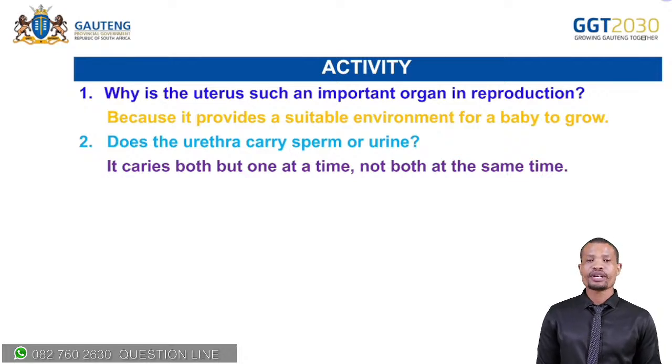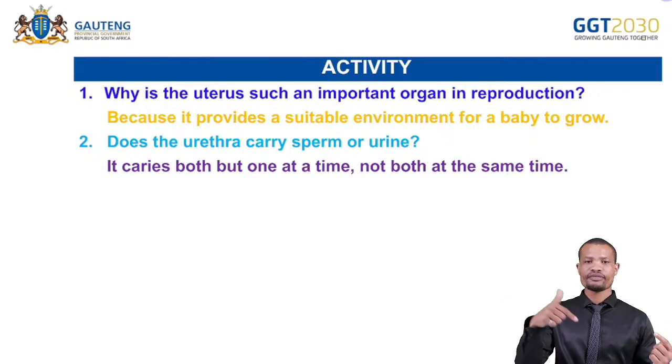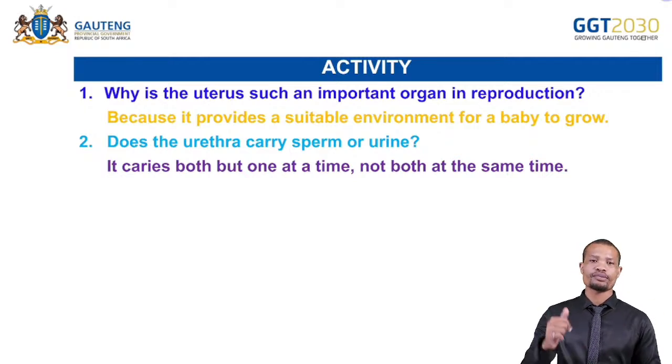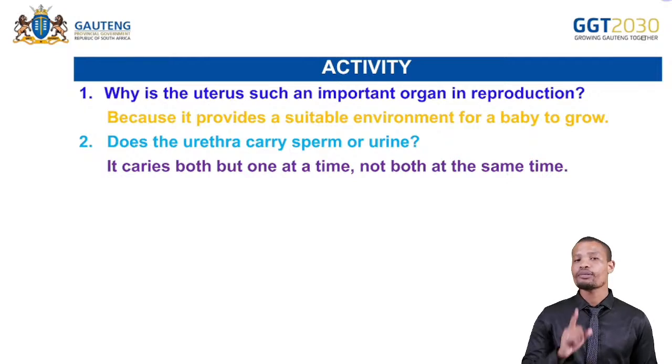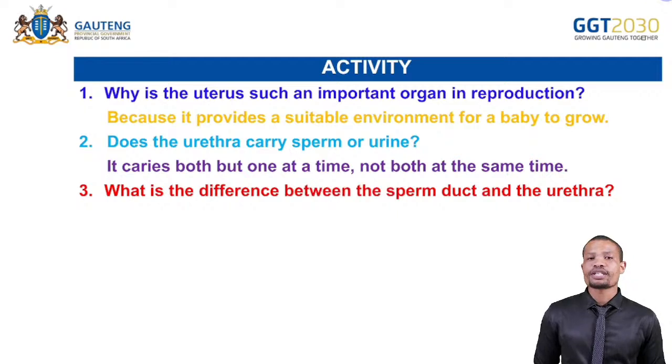Remember we said that the urethra carries both sperm and urine, but never at the same time. Okay? You can't have sperm from the testes and urine from the bladder simultaneously passing through the urethra. It only permits one of them at a time. Either it's sperm or it's going to be urine. Okay, so I hope you were able to get that one correct as well. Let's move on to the third question.